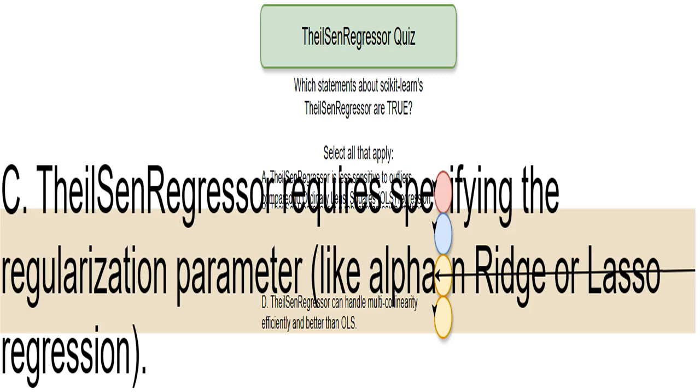This statement is false. Unlike ridge and lasso, TheilSenRegressor doesn't need a regularization parameter, like alpha. Its robustness comes from its median-based calculations, not from penalizing large coefficients.